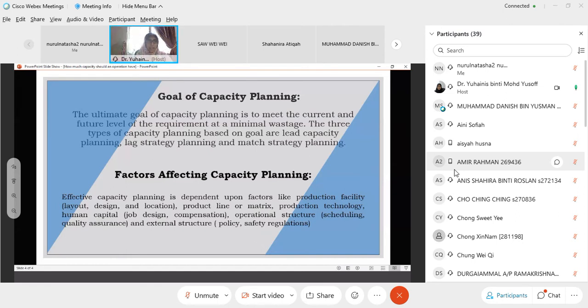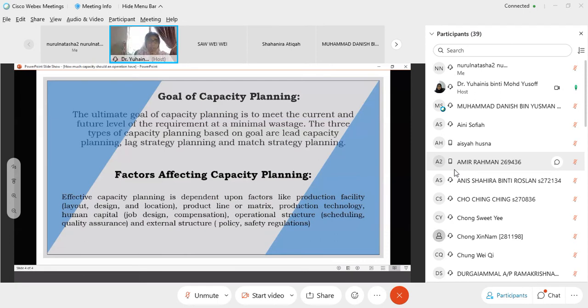Affecting capacity planning. Okay, this one, later you make a new slide for the goal of capacity. Alright, goal of capacity planning, you make one more slide, explain what is lag strategy, match strategy planning. Alright, add one more slide.